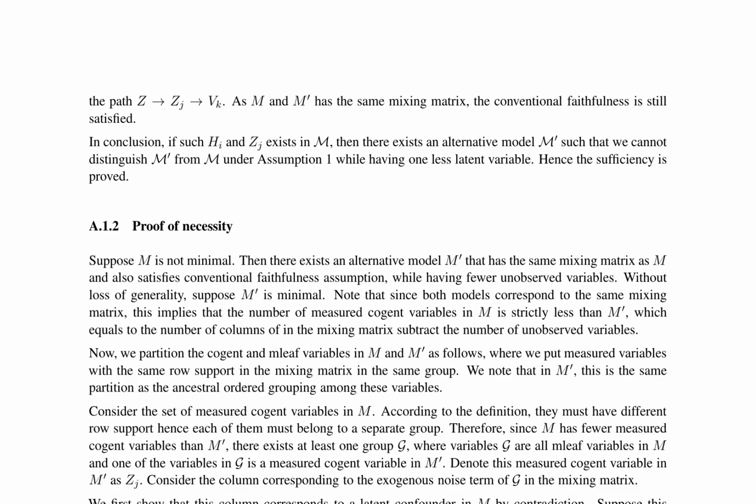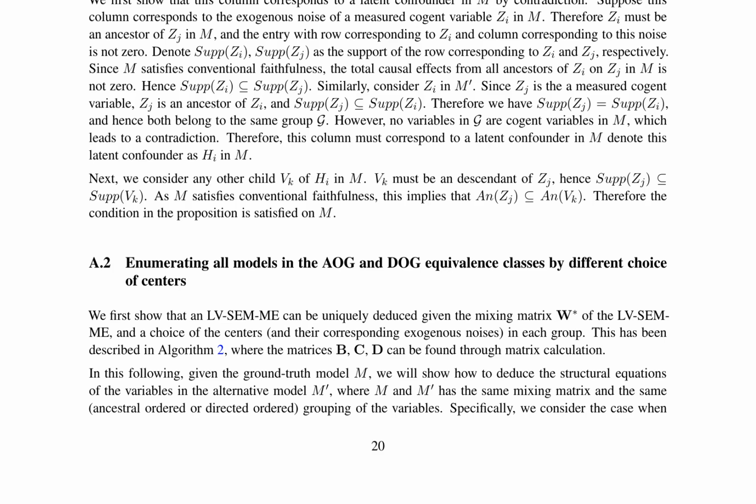It is shown that an LV-SEM-ME can be uniquely deduced given the mixing matrix W of the LV-SEM and a choice of the centers, and their corresponding exogenous noises, in each group. The structural equations of the variables in the alternative model M' are derived, and it is demonstrated that M and M' have the same mixing matrix and the same ancestral ordered or directed ordered grouping of the variables. Equations 5 to 8 describe the structural equations for the variables in M' and demonstrate how the alternative model M' is constructed. The equations show that the structural equations for the variables in M' can be derived from the structural equations for the variables in M, and that the alternative model is acyclic and satisfies conventional faithfulness.